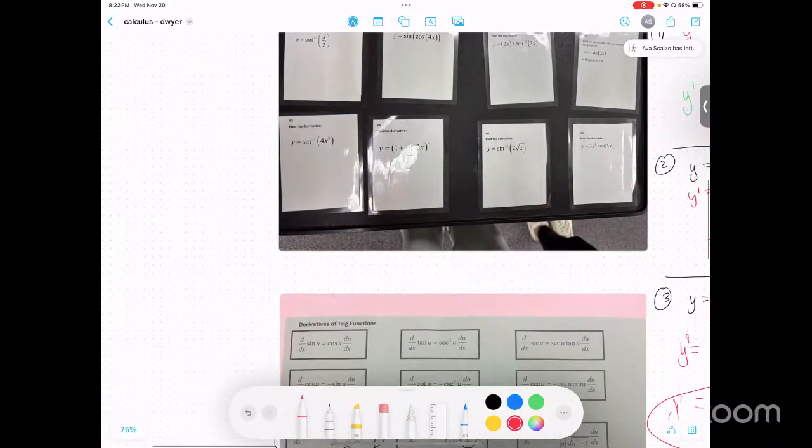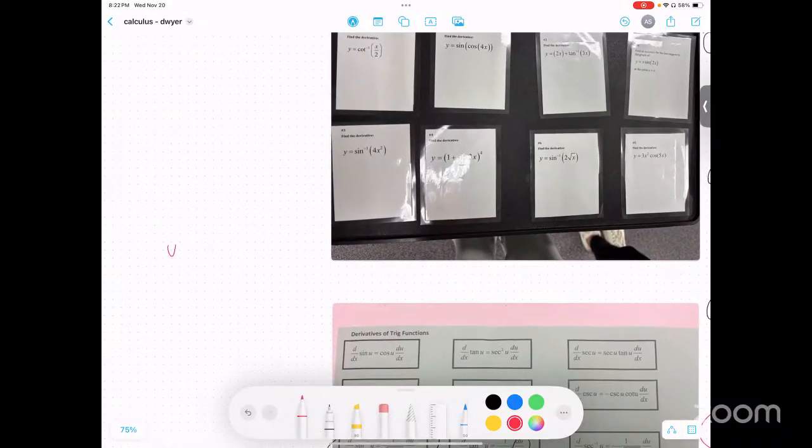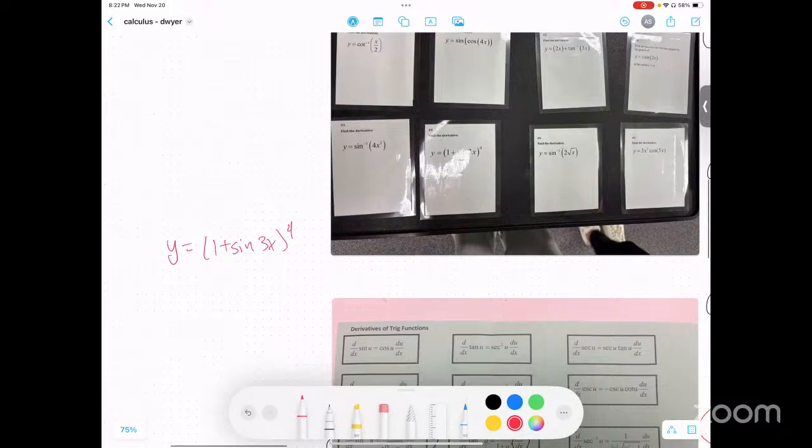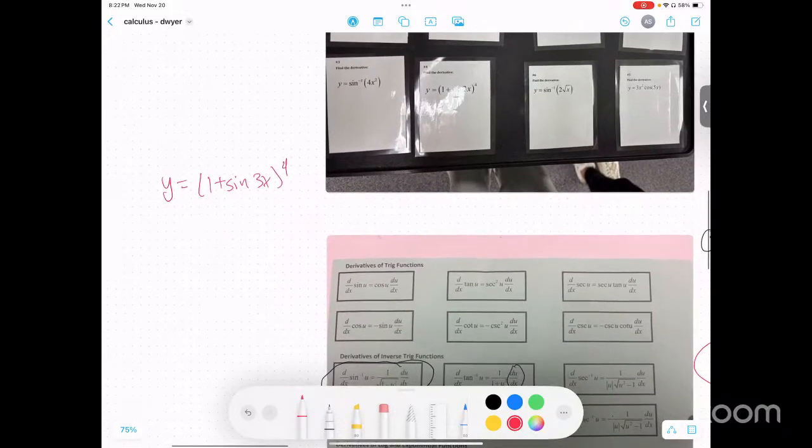Find the derivative of, this is number 4, I'm on the left side: 1 plus sine 3x, to the 4th. So for this one, we're going to take the chain rule first. Take the derivative of the outermost function, which is something to the 4th power. And what's the derivative of something to the 4th power? It's 4 times that something to the 3rd power. So now leave that unchanged on the inside.